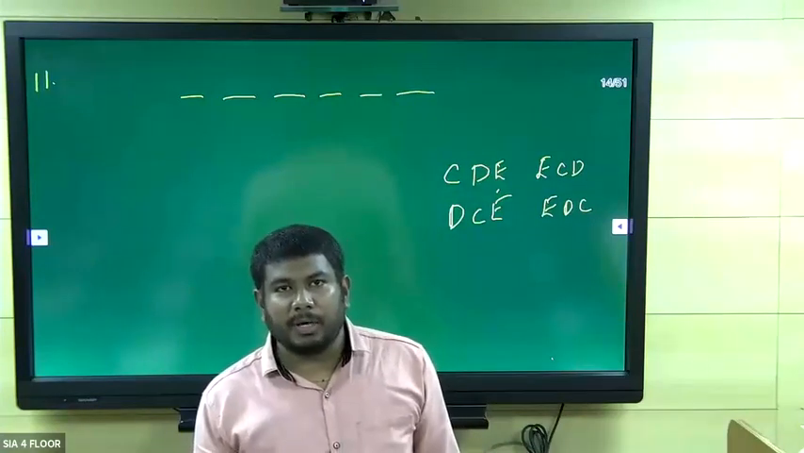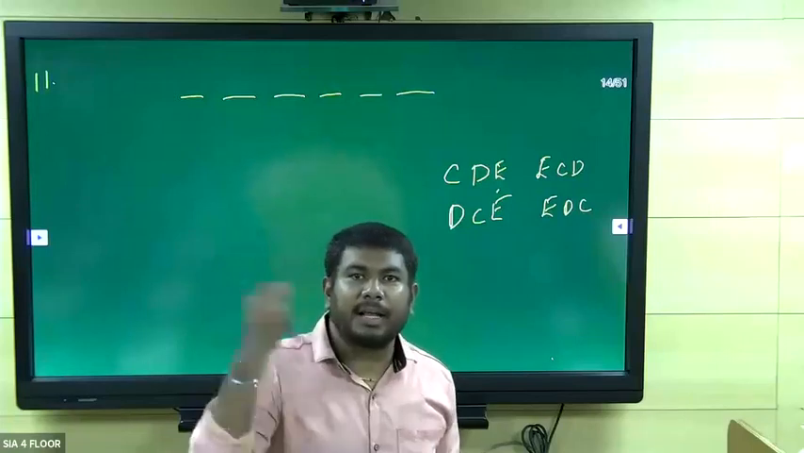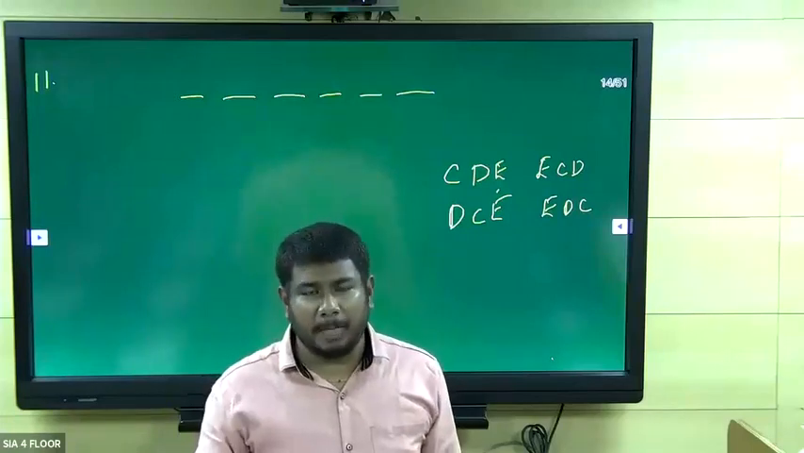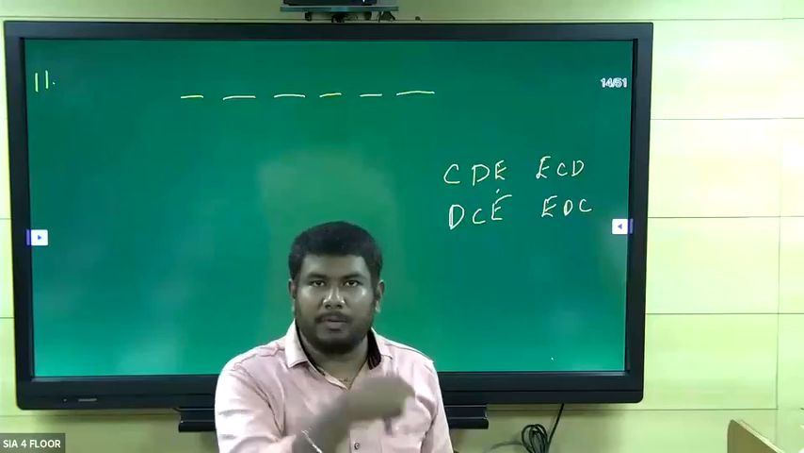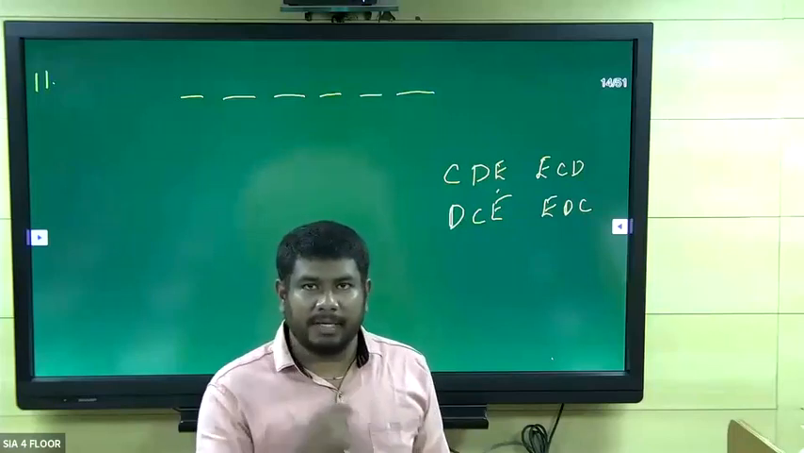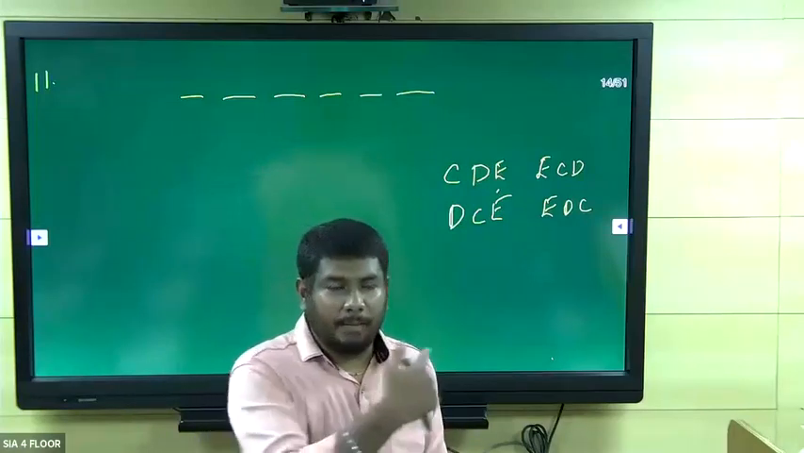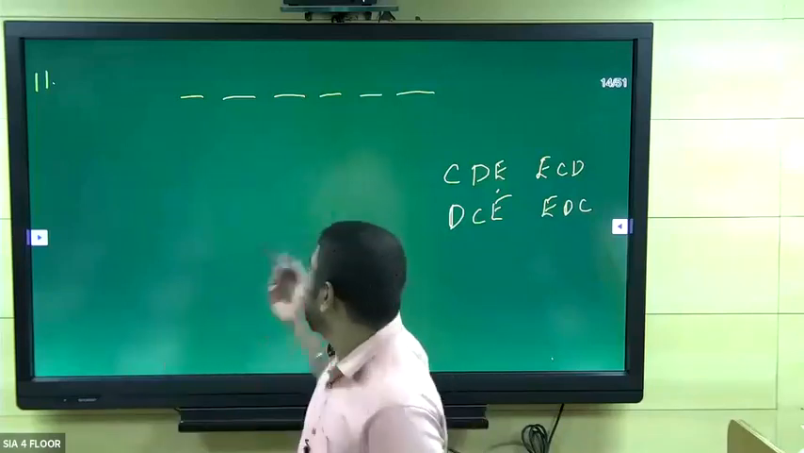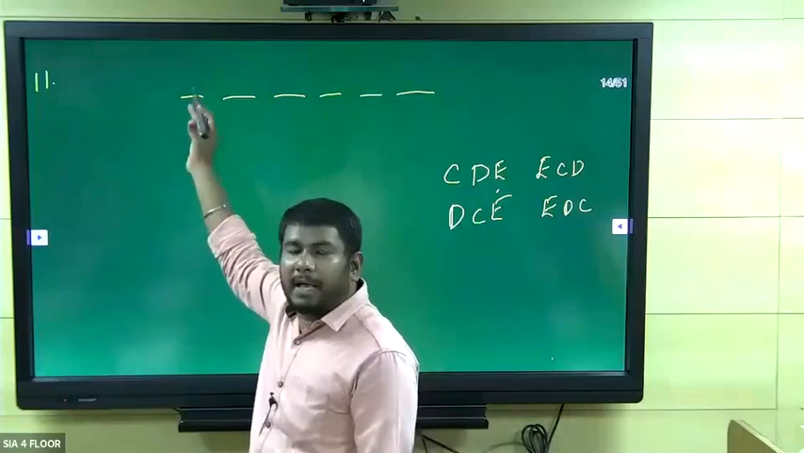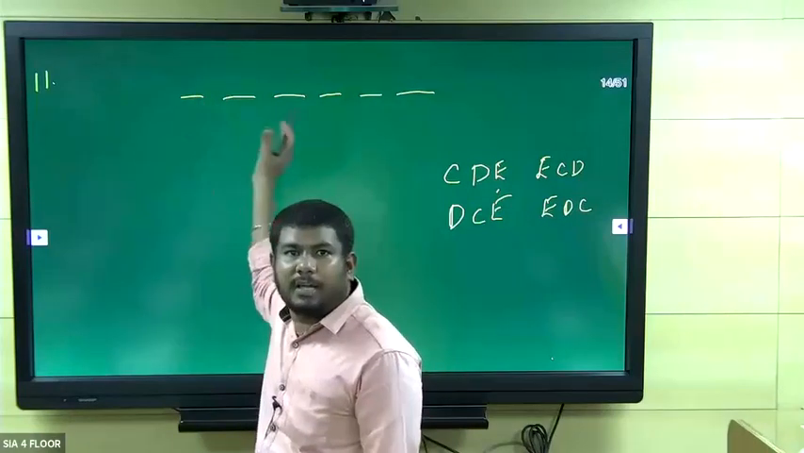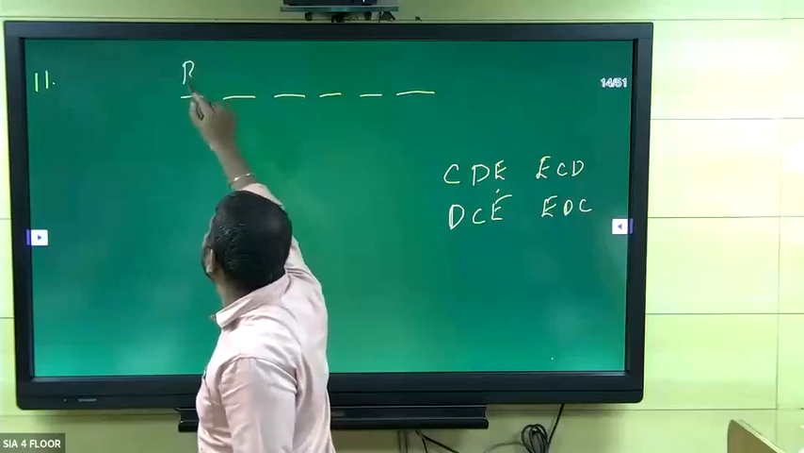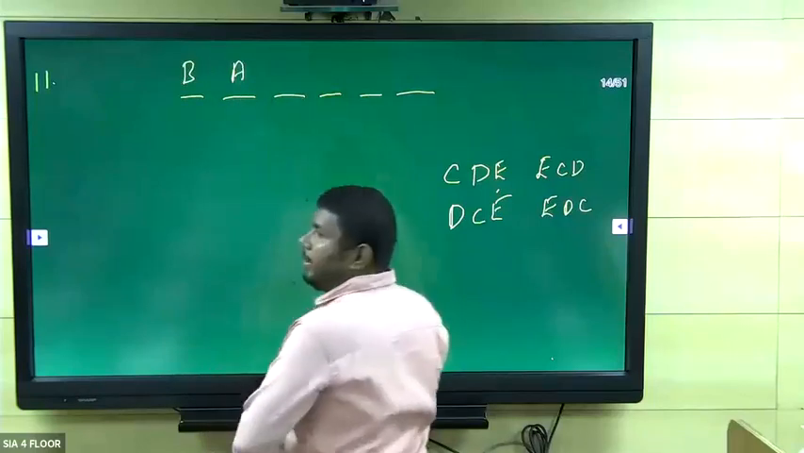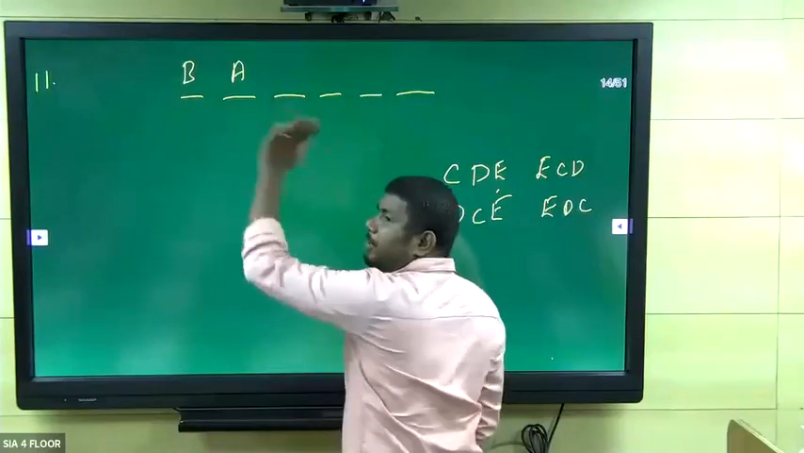That means B sits at any one of the corners. Clear? So after me, only one person is there. That is A. B is sitting beside A only. So listen here. That means B should come to any one of the corners. So the possibility is this, right? B is standing beside A only.